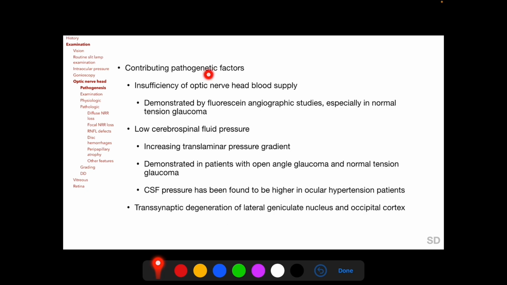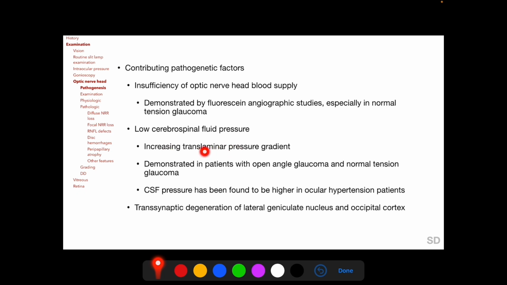Contributing pathogenic factors to glaucomatous optic neuropathy are insufficiency of optic nerve head blood supply, which is demonstrated by fluorescein angiographic studies and which especially occurs in normal tension glaucoma. Low cerebrospinal fluid pressure can also contribute to pathogenesis of glaucomatous optic neuropathy by increasing the translaminar pressure gradient.